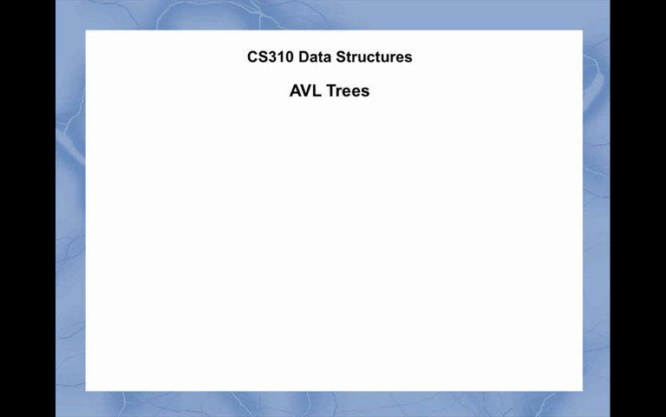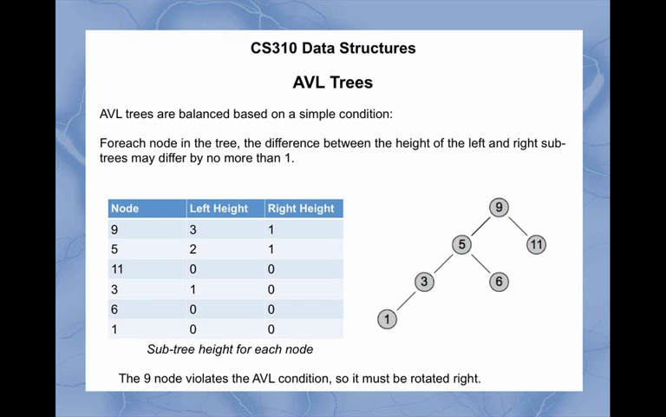In this lecture, I want to take a look at AVL trees, which is one balanced tree implementation we want to study. AVL trees are balanced based on a very simple condition. For each node in the tree, the difference between the height of the left and right subtrees may differ by no more than 1. When we say left and right subtree height, let's see what we're talking about here. The height of the subtree is the longest path from root to leaf.